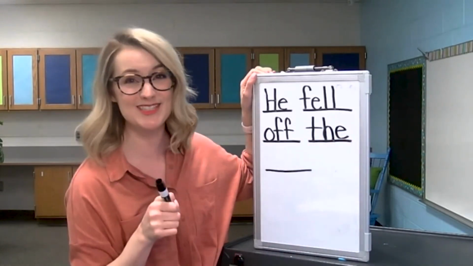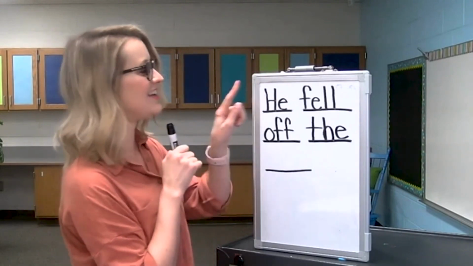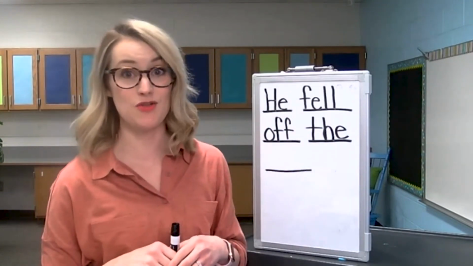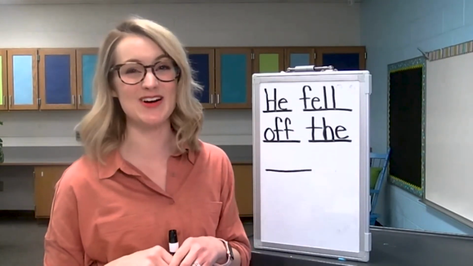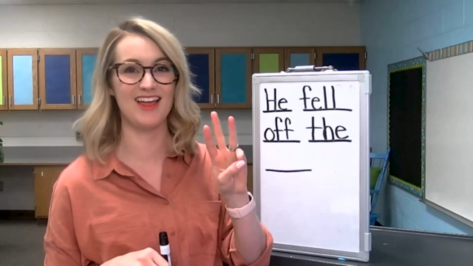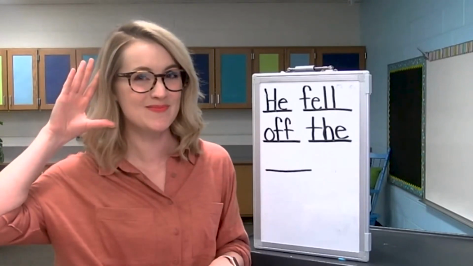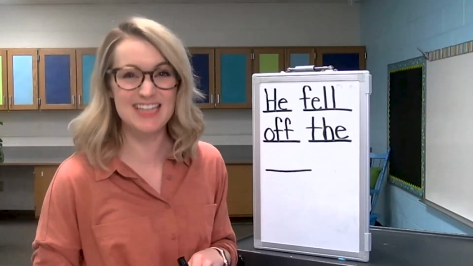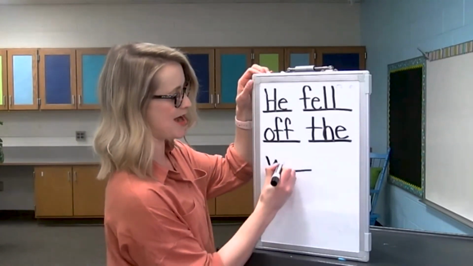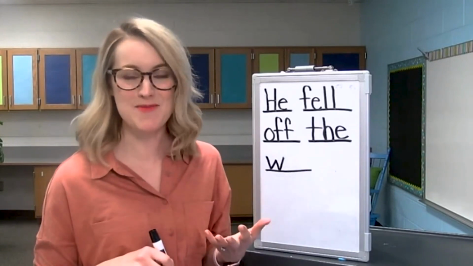All right, we're almost there. We're almost to the end of our sentence. Let's read what we have so far. He fell off the wall. Let's stretch out the sounds in the word wall. Stretch it out with me. W, ah, o, wall. What sound do you hear at the beginning of that word? That's right, a W. Let's start in the middle, slant down, back up, slant down, back up. All. We know that part.